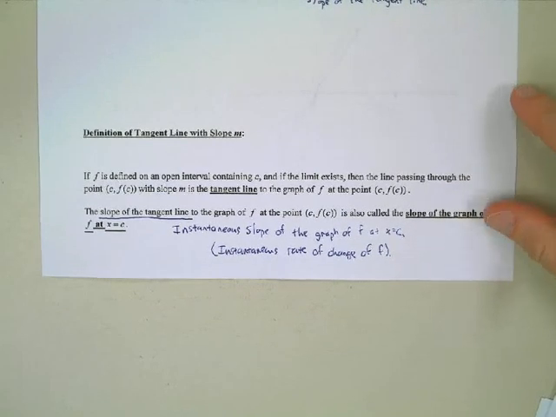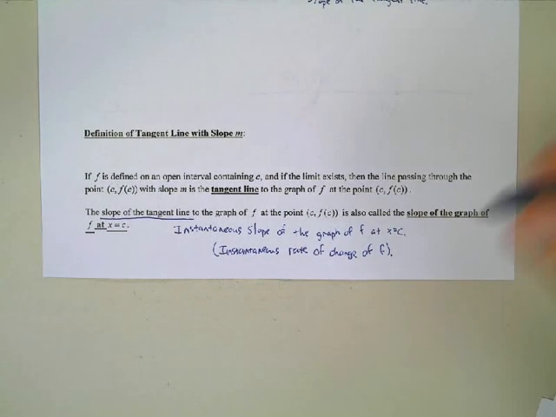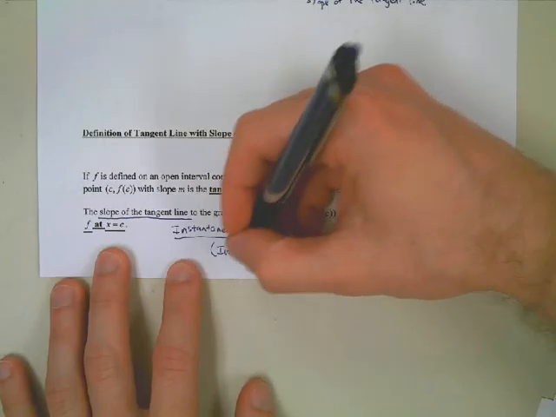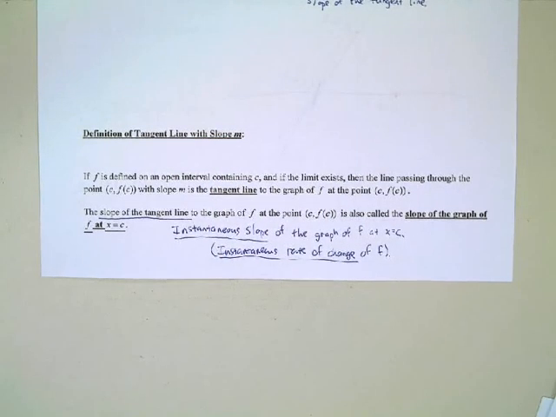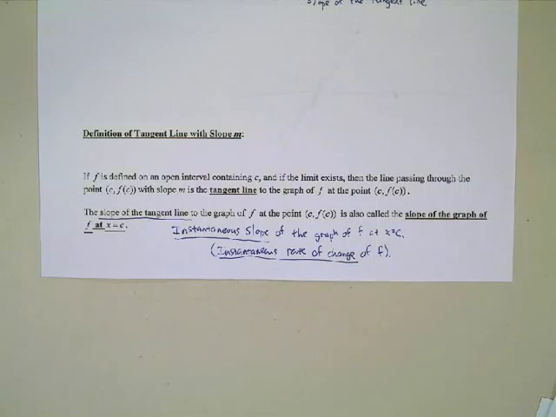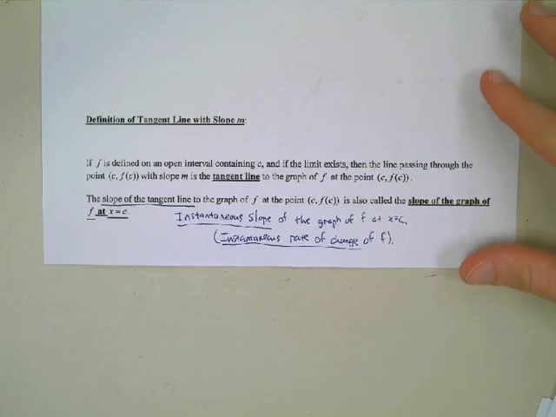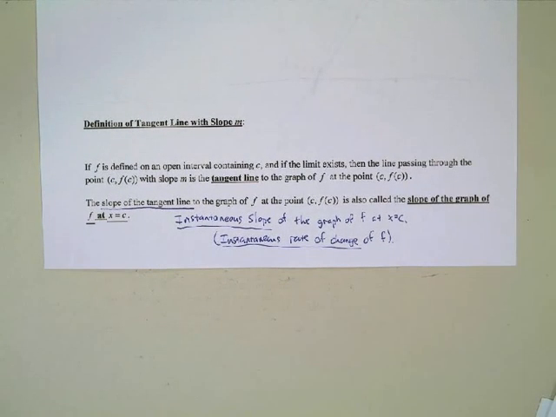So all of these things are synonyms. They're synonyms, okay? So there you go. Slope of the tangent line, slope of the graph of f, instantaneous slope, instantaneous rate of change. That's all the derivative, the slope of the tangent line, using the limit as delta x approaches 0 of f of c plus delta x minus f of c, all over delta x, okay?